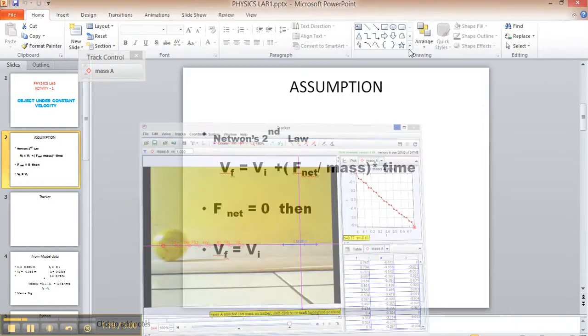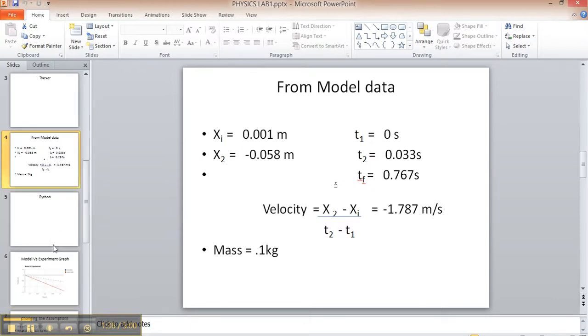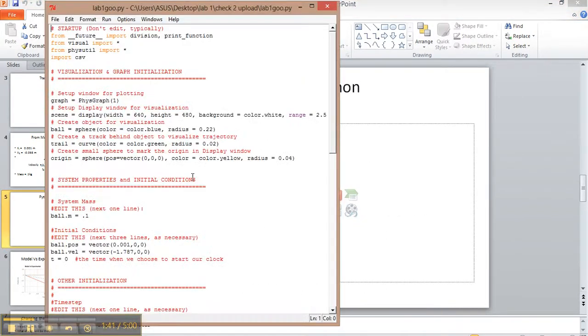And I used the position and time data from the tracker to calculate the velocity. And I calculated the velocity as negative 1.787 meters per second. And I used the information and I recorded it in Python to plot the graph.